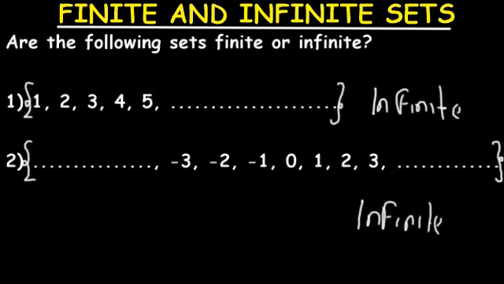So hopefully you guys are now familiar with how to distinguish between finite and infinite sets. A finite set will have an end, or the elements in it will be able to be counted. For an infinite set, we will neither be able to count it nor will it have an end. So hopefully you are now familiar with how to differentiate between both of them. That is the basic idea behind finite and infinite sets.